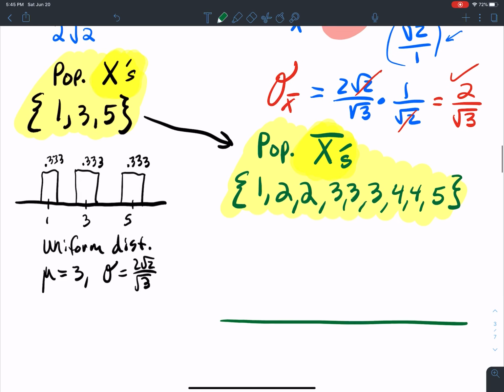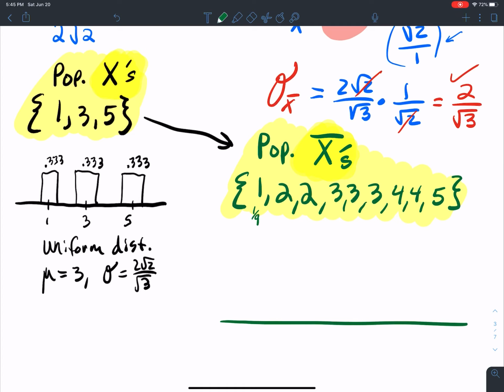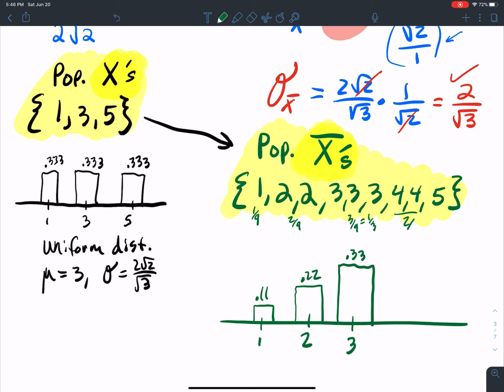So what's happening here? My distribution now, there's 1 out of 9 for a sample mean of 1, that's like 0.11. To get a 2, that's 2 out of 9, so that's like 0.22. To get a 3, there's 3 of those, 3 out of 9 is 1/3, so that's 0.33. There's 2 fours, so that's 2 out of 9, that's 0.22. And then 1 five, and that's 1 out of 9, which is 0.11.